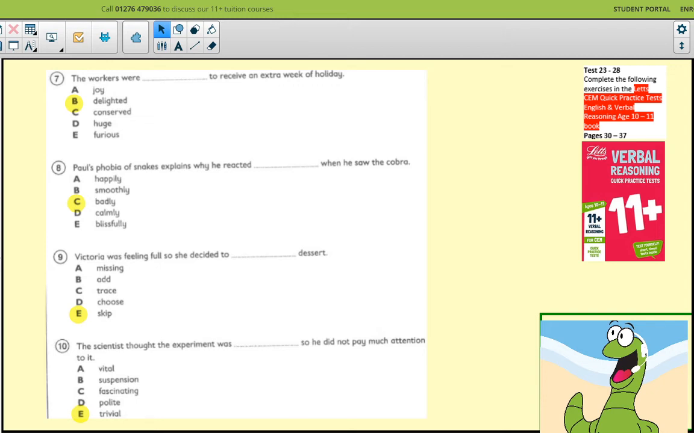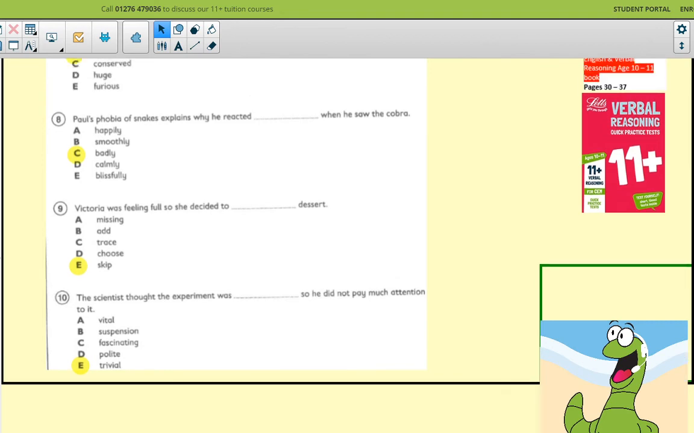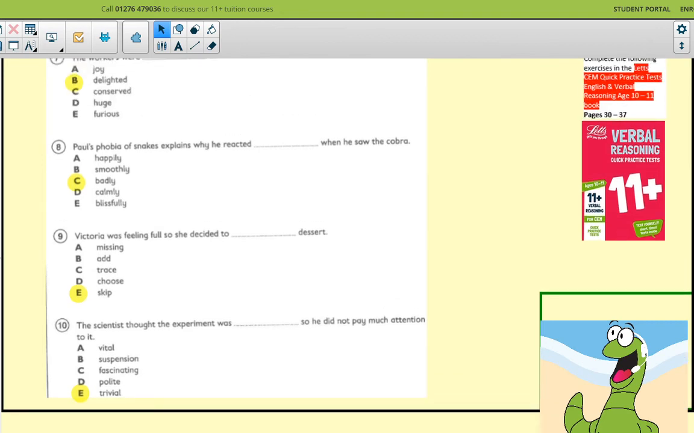Paul's phobia of snakes explains why he reacted badly when he saw the cobra. It could only be that option, really, because having a phobia of something means that you're afraid. So if you were afraid of snakes, you wouldn't react in any of these nice ways. And Victoria was feeling full, so she decided to skip dessert. The scientist thought the experiment was trivial, so he did not pay much attention to it.